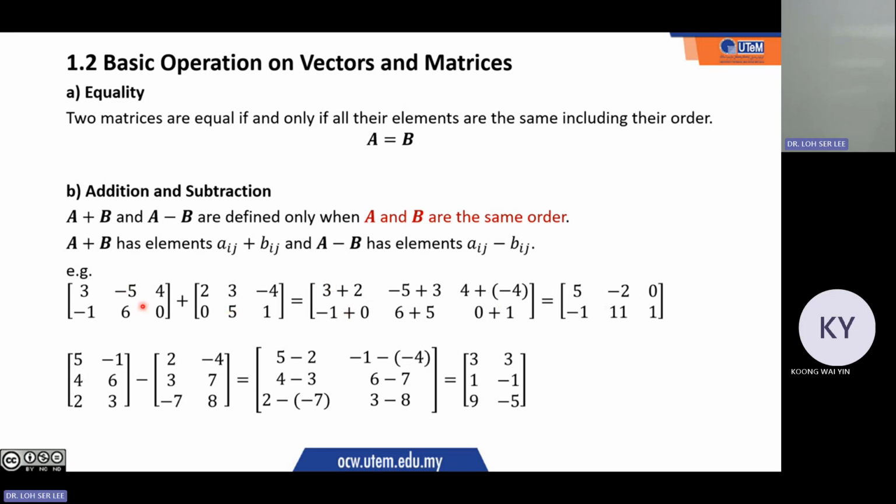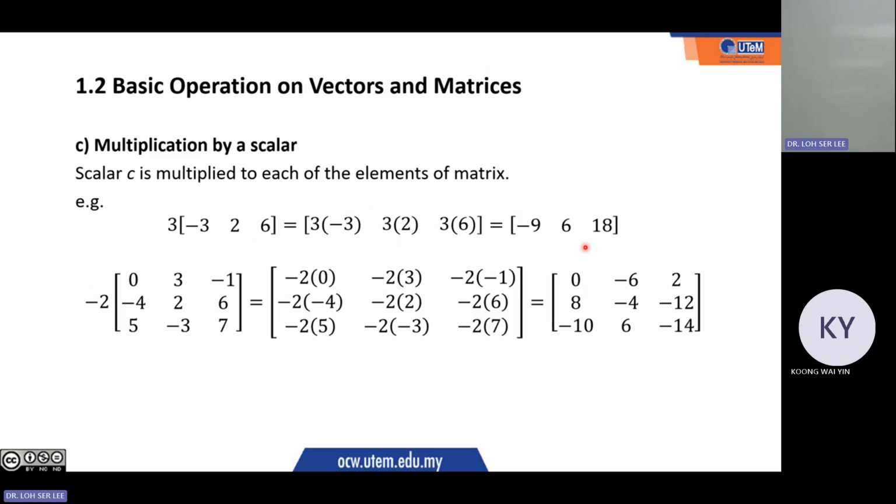You can never sum up a matrix of this with a matrix of this because they are not of the same order. We use the entries from the same location, we sum them up, and we get a new entry. So addition and subtraction will be valid only when A and B are of the same order.